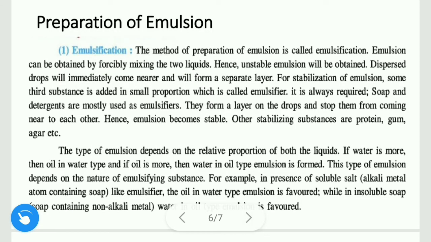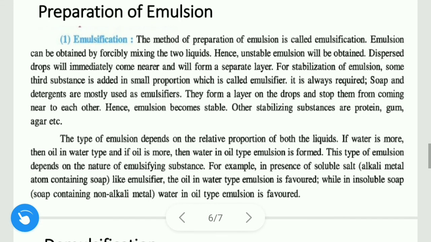Secondly, if we want to check for oil in water or water in oil emulsion, we can check it either way. The process of preparation of an emulsion is known as the emulsification process. An emulsion can be obtained by forcibly mixing two liquids, but it will produce an unstable emulsion. So in order to stabilize the emulsion, we add a third component, called an emulsifying agent, or emulsifier. We generally use soap or detergent as an emulsifier. For stabilizing, we can also use protein, gums, etc.